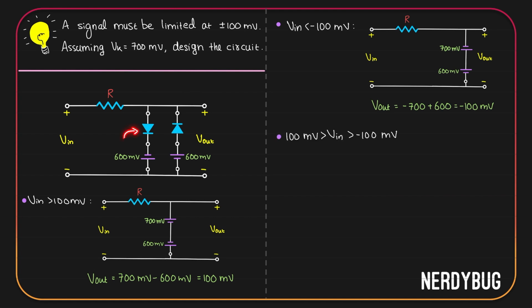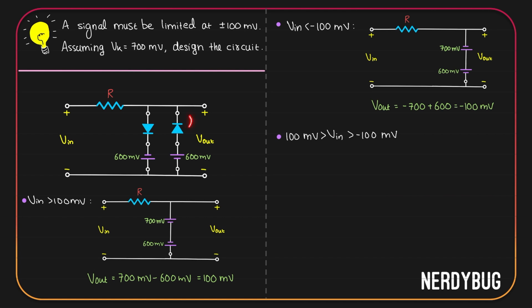Let us see the first diode. It already has a minus 600 millivolt on its N side. It will be forward biased only if it gets a potential over here that is at least equal to 100 millivolt. So for this diode to be switched on, input should be greater than 100 millivolt. But here the condition is 100 millivolt is greater than V input, or V input is less than 100 millivolt. So this diode will not be turned on, it will be kept in reverse bias.